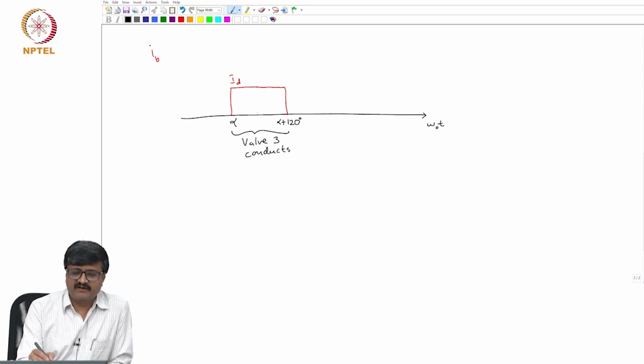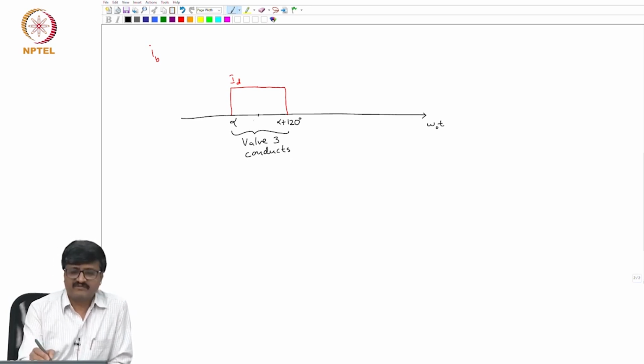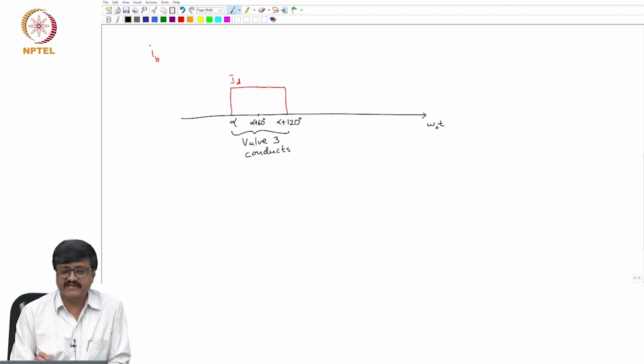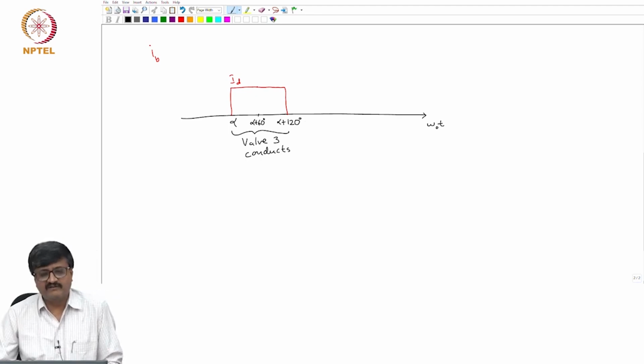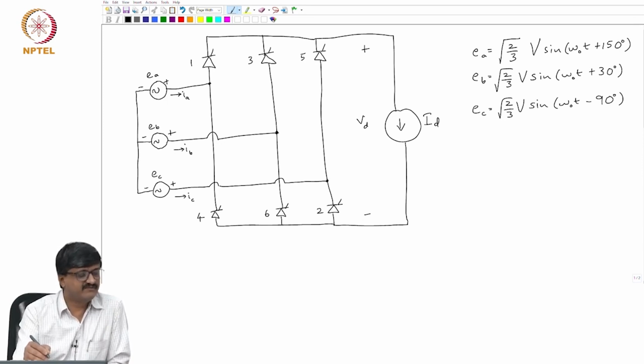See, at alpha plus 60 degrees, one thyristor valve is turned on. Suppose this is alpha plus 60 degrees, thyristor valve 4 is turned on. At alpha plus 120, 5 is turned on. Now, when 5 is turned on, let us go back to the circuit. When 5 is turned on, then 3 is actually off. So, if 3 is off, 5 is turned on.